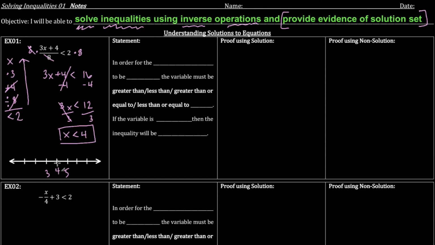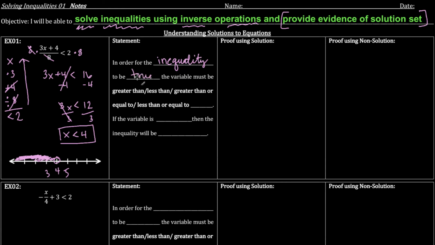So can x be 4? No, but it can be any number less than 4 until we get really close to 4. So in order for the inequality, remember this is an inequality, not an equation, it's an inequality, in order for this inequality to be true.